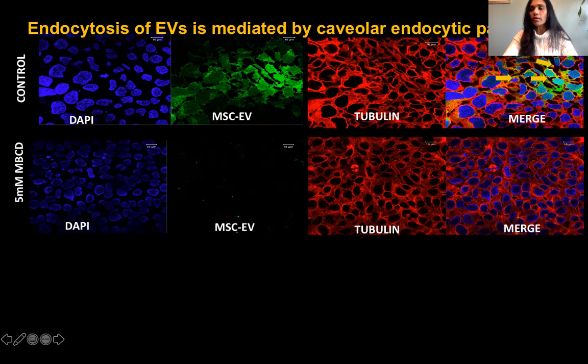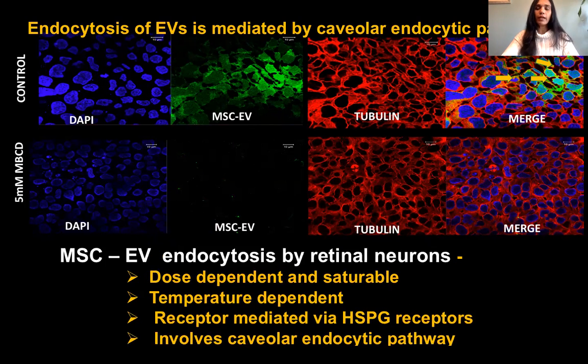To further confirm this, we blocked caveolin using MBCD, a caveolin blocking reagent, and we can see that when we blocked using 5 millimolar MBCD, there is no endocytosis. It's completely blocked, confirming this. The final take-home message: EV endocytosis is dose dependent and saturable. It's temperature dependent. It's receptor mediated via HSPG receptors, and it involves the caveolar endocytic pathway.